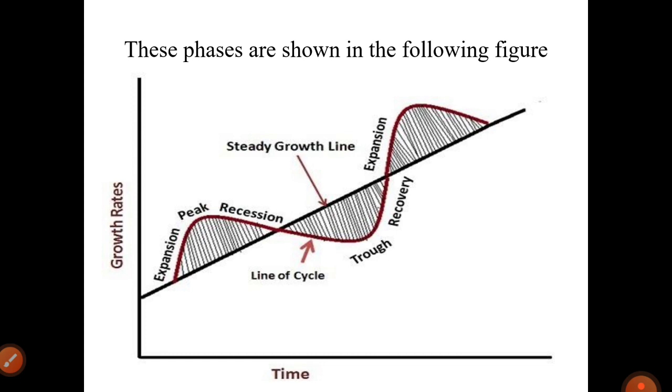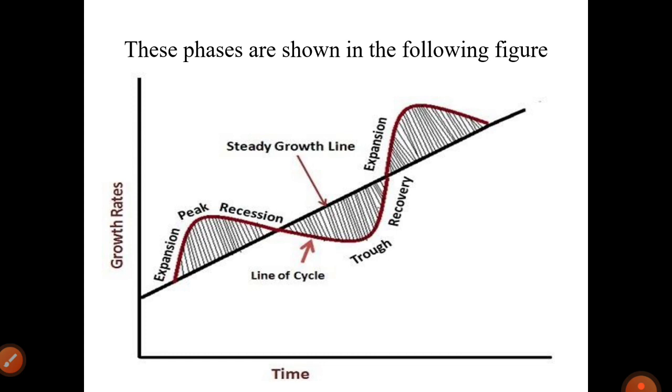Then again it will touch the highest saturation point, that is called the peak. Then again it will go to the recession stage, then the depression stage, then our economy will touch the lowest saturation point, that is called the trough stage. Then our economy will start recovery. So this cycle will go like that, upward, downward, upward, downward.